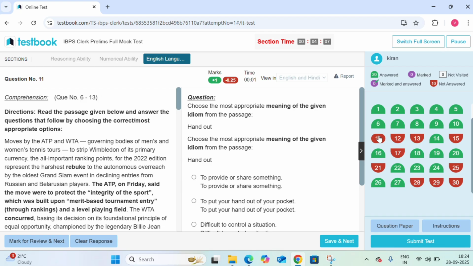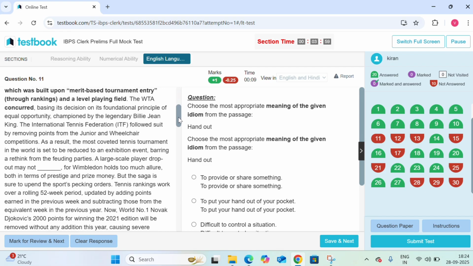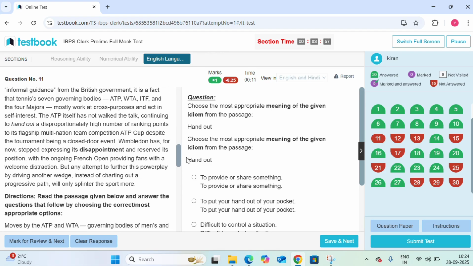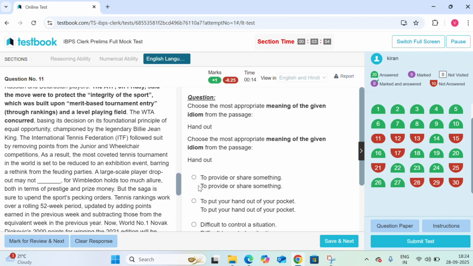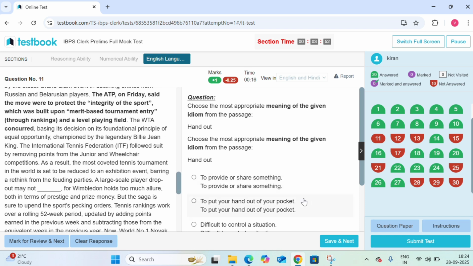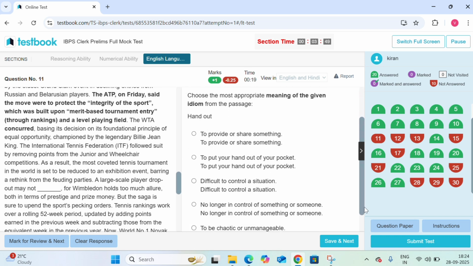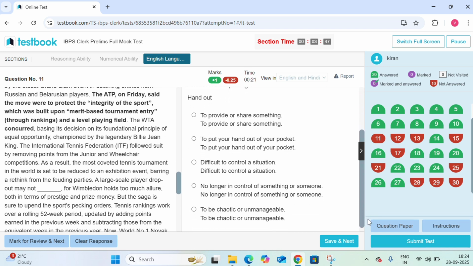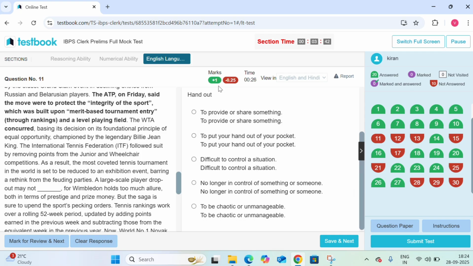Meaning of the idiom: to provide or share something. Hand out. Hand out means to provide or share something. Also, to hand out can mean to put your hand out of your pocket, and difficult to control, no longer in control of something or someone.